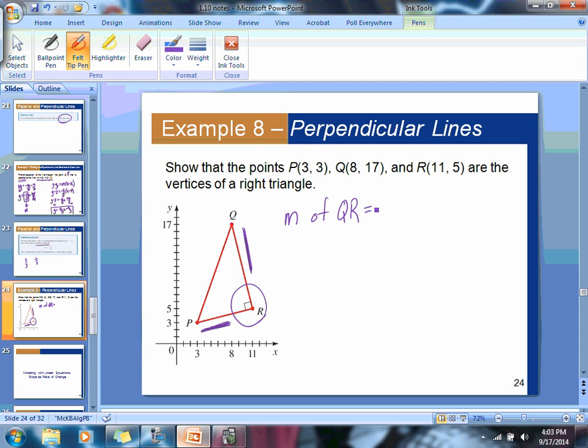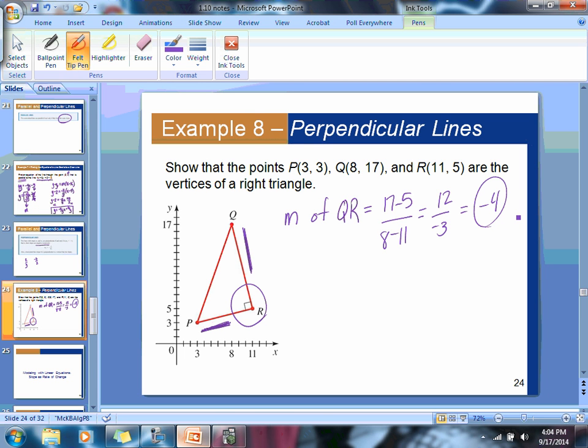Okay. So that's going to be, let's see, y2 minus y1. And again, it doesn't matter which coordinate you use for x1, y1, and x2, y2. So I'm going to take my y values and subtract them. And then I'm going to go in the same order. I'm going to take my x values and subtract them. So 8 minus 11. So that's going to be 12 over negative 3. So that slope is negative 4.